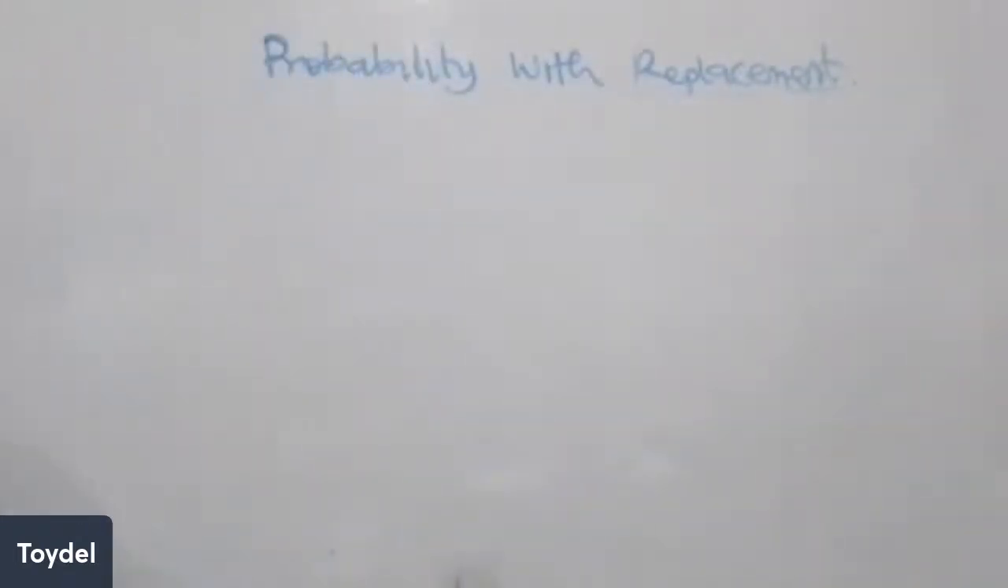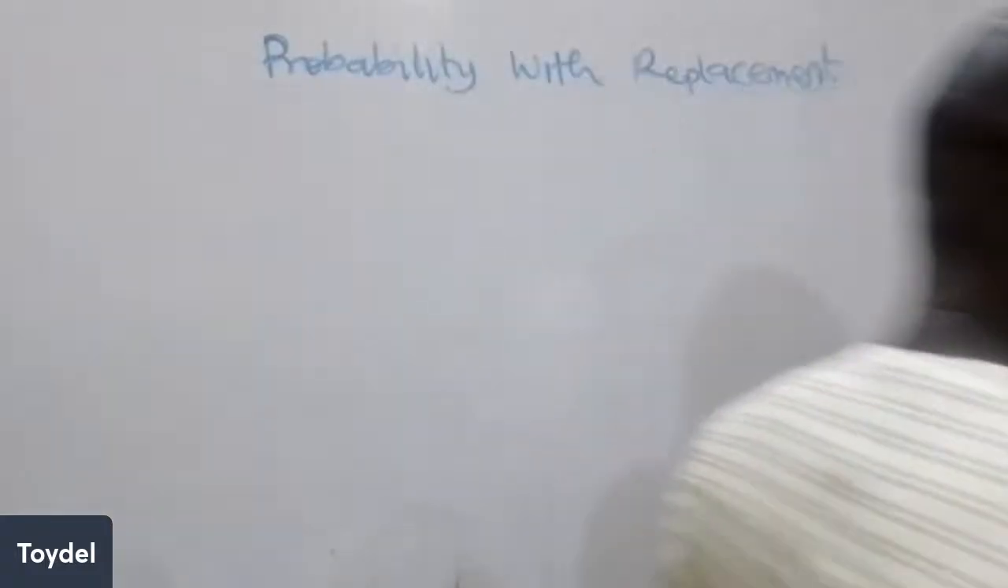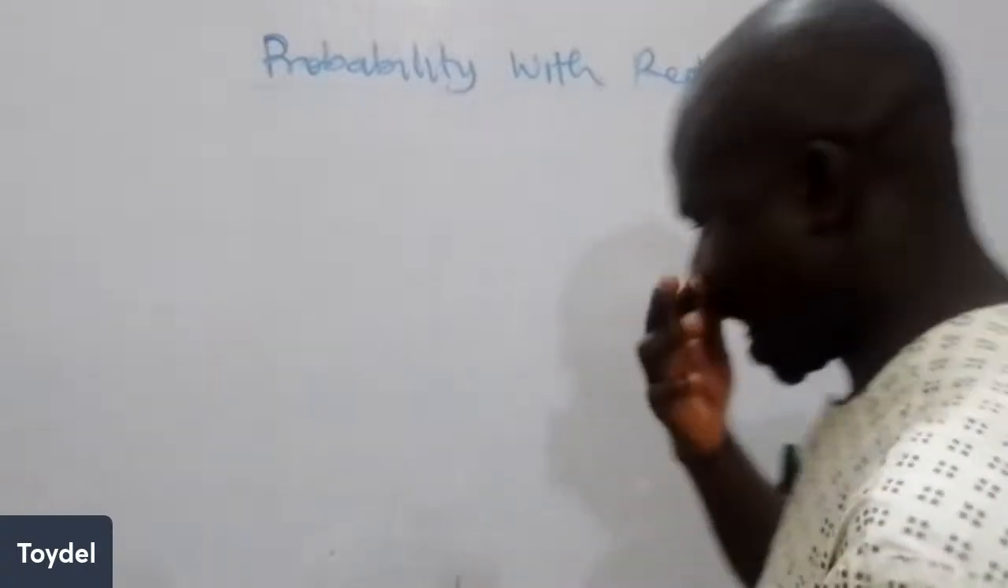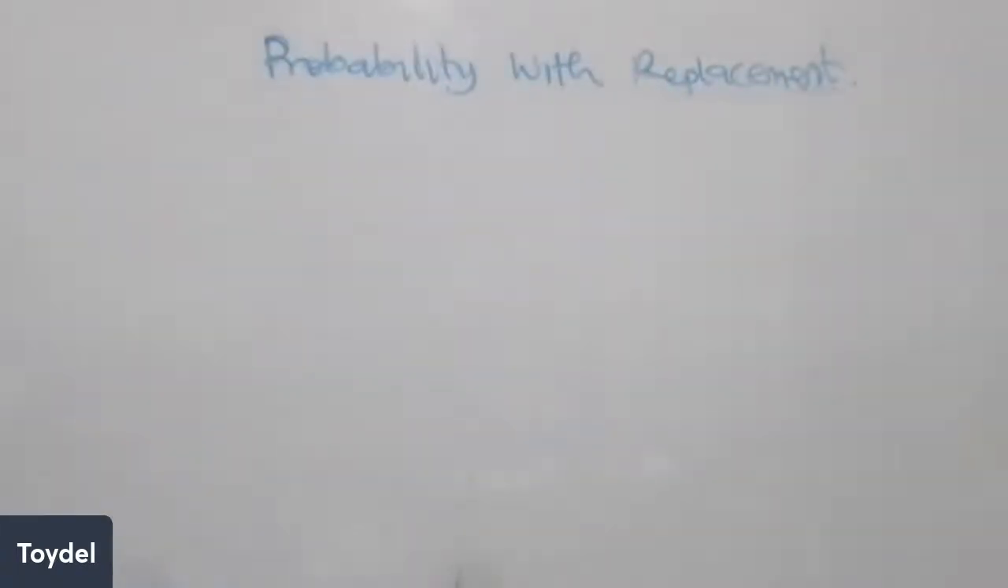So today we want to look at probability with replacement. Of course, we've defined probability as the likelihood of an event happening, and we have established the fact that probability lies between 0 and 1. We've talked about mutually exclusive events, mutually inclusive events, dependent and independent events, and the addition and multiplication laws of probability. So we want to look at the effect when we have probability with replacement.